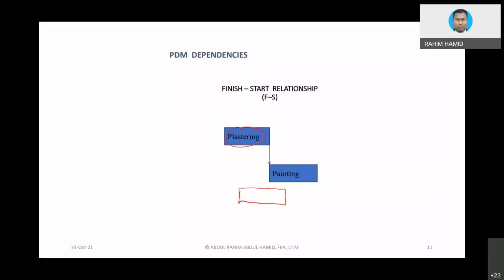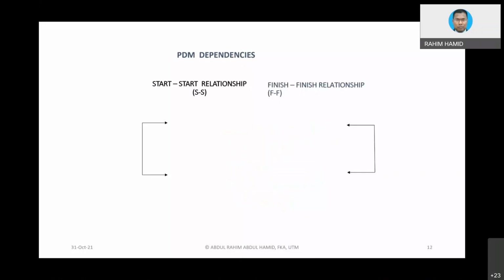So if this is the situation, the relationship will be finish to start, negative for a few days, let's say minus 3 days, for instance. So meaning you overlap by 3 days. So instead of the concept where painting basically starts immediately after you finish plastering, it can get a head start. That is the concept. But later on we do have another example. Now we just want to show you in terms of relationship first.